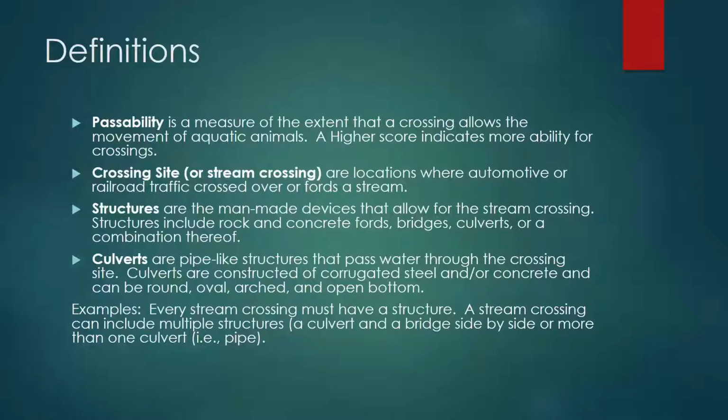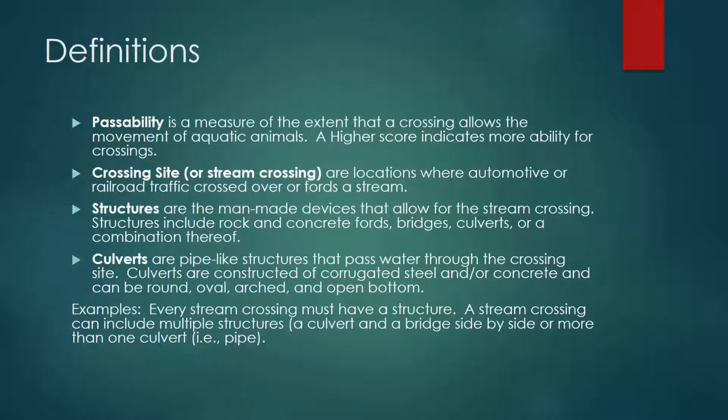Structures are the man-made devices that allow for a stream crossing. Structures include rock and concrete fords, bridges, culverts, or a combination. Culverts are the pipe-like structures that pass water through the crossing site itself. Culverts are constructed of corrugated steel or concrete. They can be round, oval, arched, and open bottom.